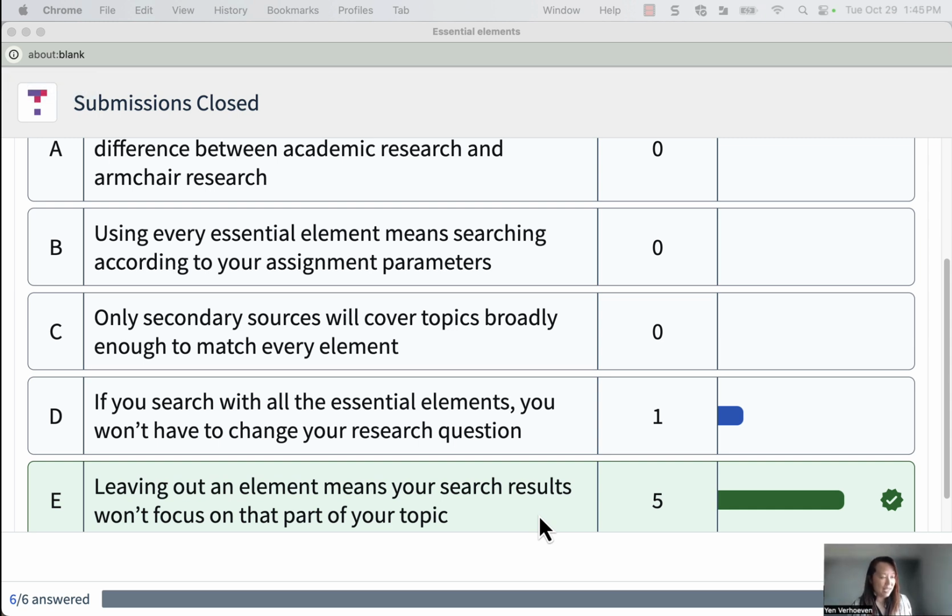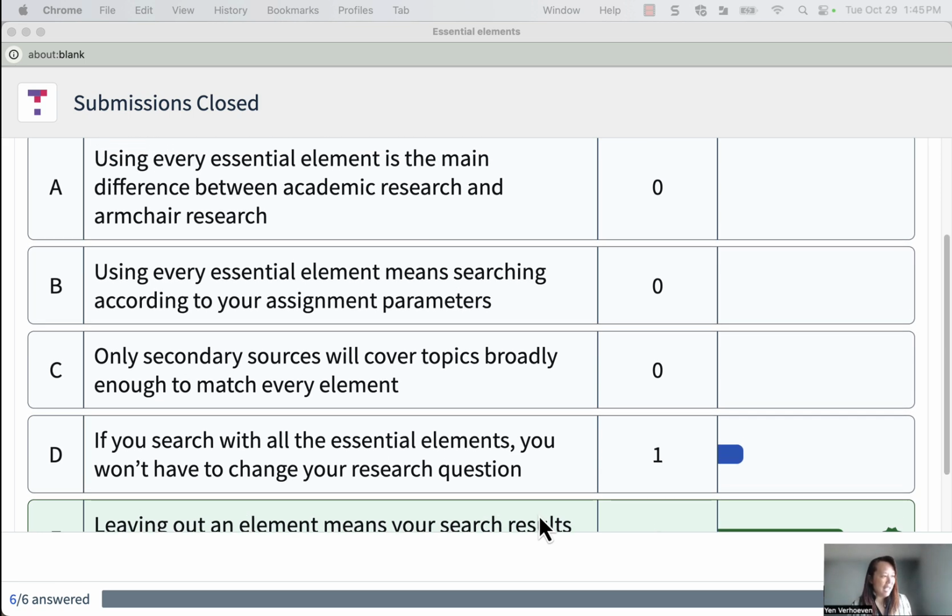Absolutely correct. Okay. Now, why isn't it A? Using every essential element is the main difference between academic research and armchair research. Actually, not true. Armchair research is just research, and if you're really good at academic research, you can still use essential elements in armchair research. The only difference sometimes is your audience, right? Or the rigor of the sources that you're using to compile your argument, right? So essential elements really don't have anything to do with the difference between armchair and academic research. You can use them in both.